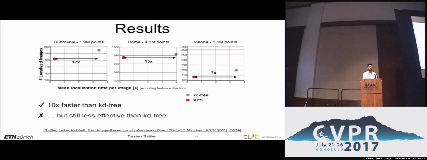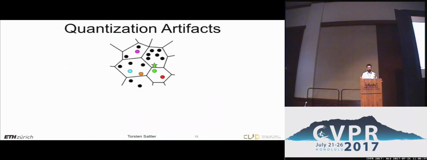And the reason for this behavior is actually pretty easy to explain. We quantize our search space, and we only search through one cell. So in this example here, the 3D point corresponding to the green query feature lands in a different cell due to quantization artifacts, and you will not be able to find this match.